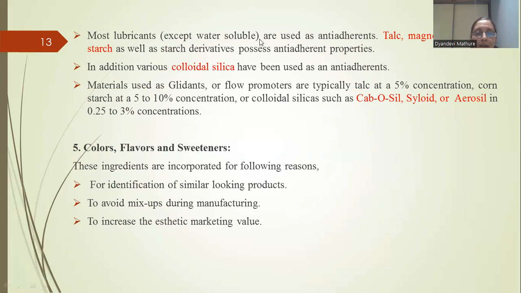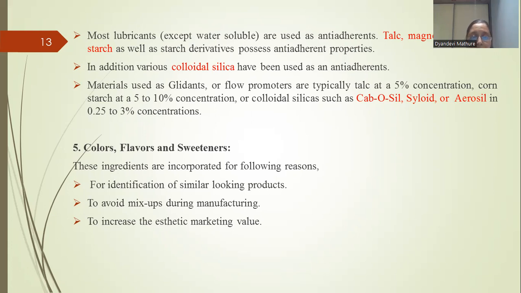Another example of anti-adherent is colloidal silica. Now, why are glidants added? To improve the flow properties of granules. The example of glidant is colloidal silica, which is also known as Carbosil or Aerosil. A very important example of glidant is colloidal silica, in a concentration of 0.25 to 3%. So these are the lubricants, glidants and anti-adherents which are used in the manufacturing of tablets.